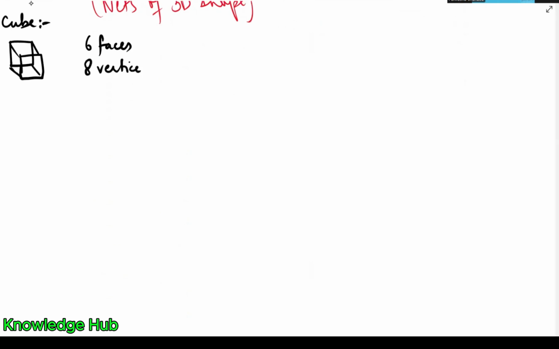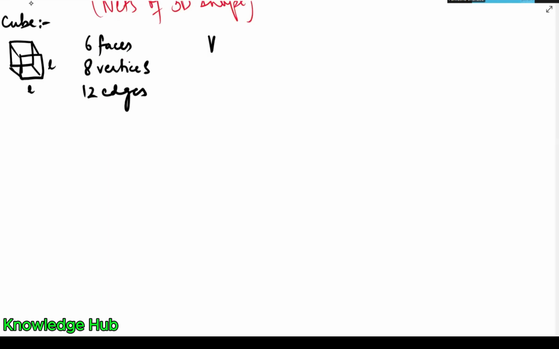Okay. Let me make a cube for you first of all. Okay. So cube. The basic properties of a cube: it has 6 faces, 8 vertices and 12 edges. All right. And it has all equal lengths, right? Its 2D shape is square. So the 2D shape is a square.